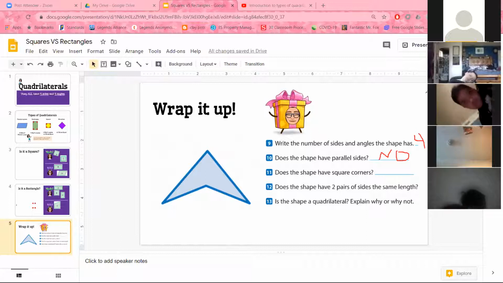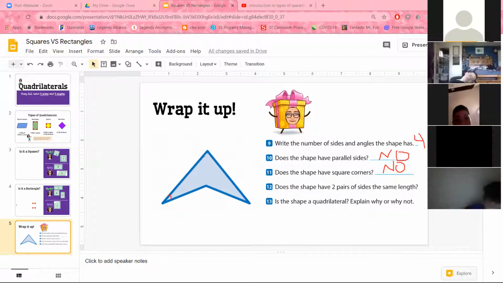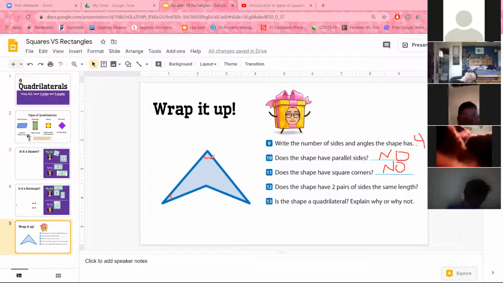Okay. Does the shape have square corners? Logan? The shape does not have square corners. Good job. So I could not make a square in any of these corners, no matter how hard I want to try. That made a pentagon. That made another pentagon. And that made a weird quadrilateral.